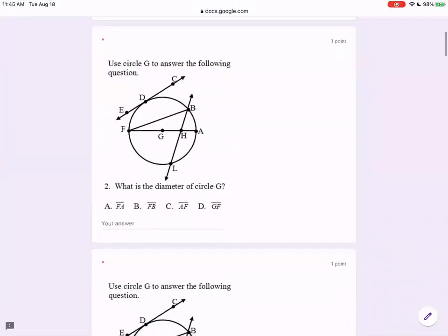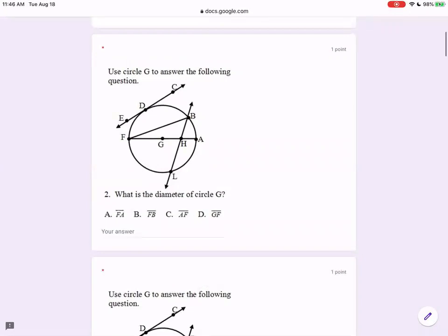Now we're on to the second question. What is the diameter of circle G? So in this case, we are given a multiple choice, so we can answer A, B, C, or D. So a diameter, let me just remind you, is all the way across the circle. So which one of these lines goes all the way across the entire circle? Is it FA, FB, AF, GF? Yeah. C. All right. C, okay, good.